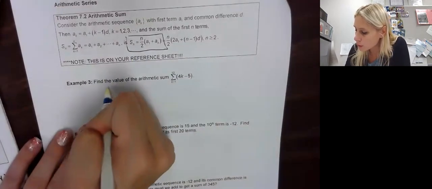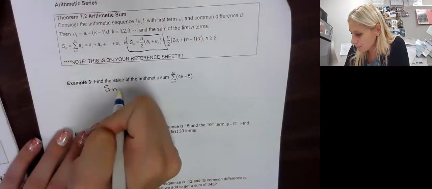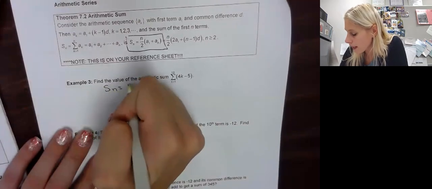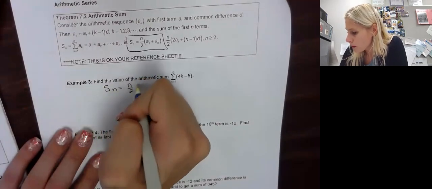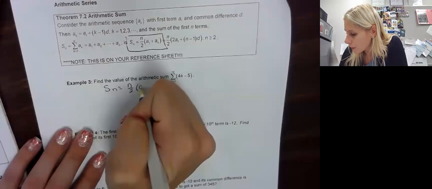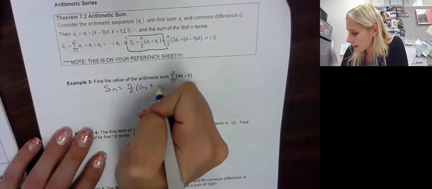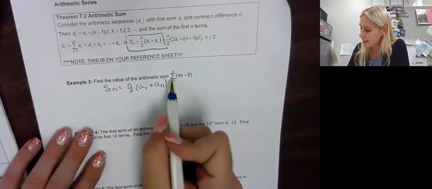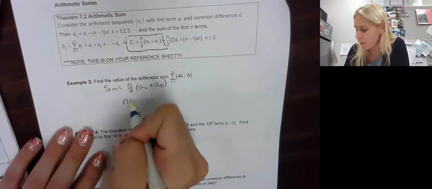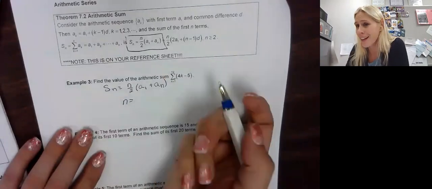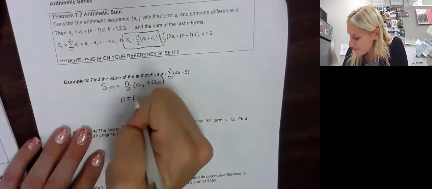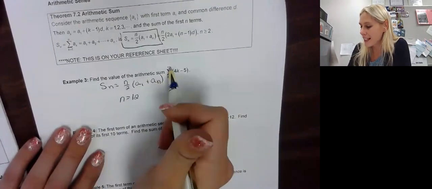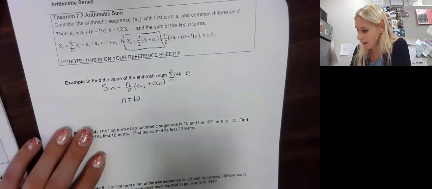Well, I'm going to use the summation formula of n over 2 times the first term plus the last term. So one thing I want you to know is n equals 12. Why did I say 12? I looked at it, it's 12. n equals 12 because that's the number of terms we're adding, okay?